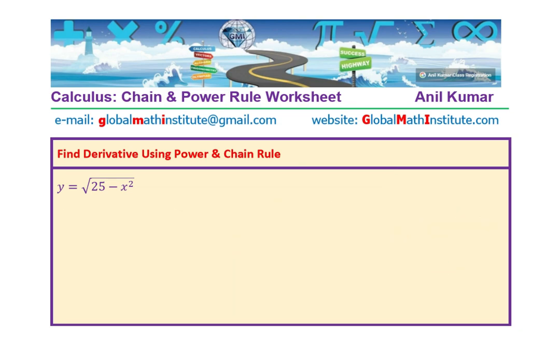Now the second method is kind of direct. So let's use the second method now. The function y is square root of 25 minus x squared. So what is dy dx? We'll apply the chain rule.